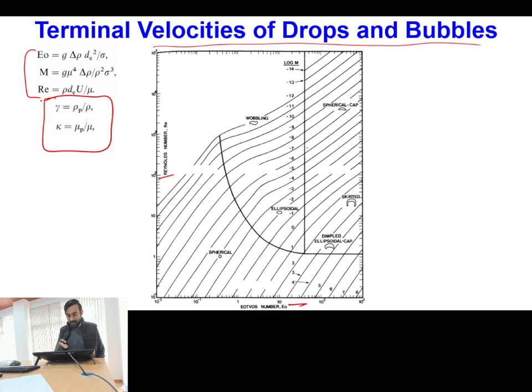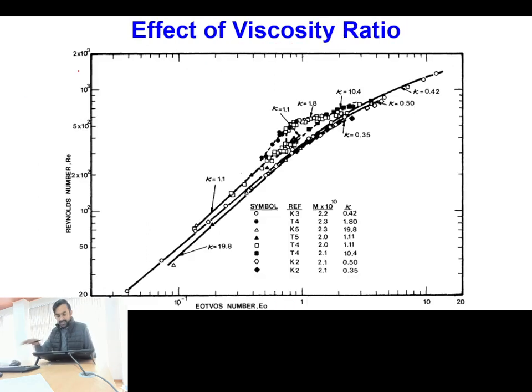Okay, because you know the Eötvös number, Reynolds number and Morton number, using these formulations you can calculate the values of velocity, since you also know what fluid combinations you have and the basic fluid properties.